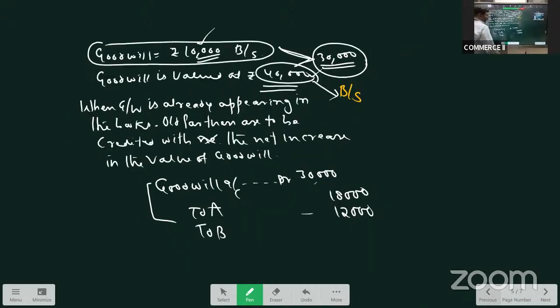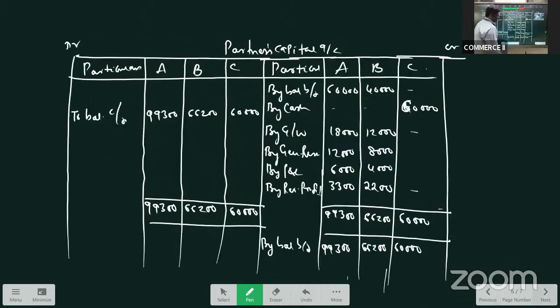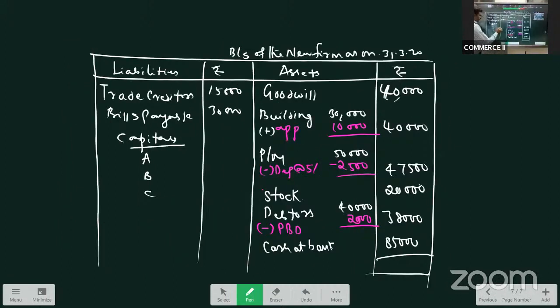Capital accounts. What did we get? We got 99,300, 66,200, and 60,000 capital of the new partner. See the total. Do the totaling on both the sides.